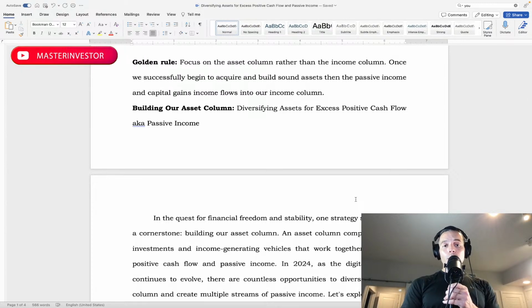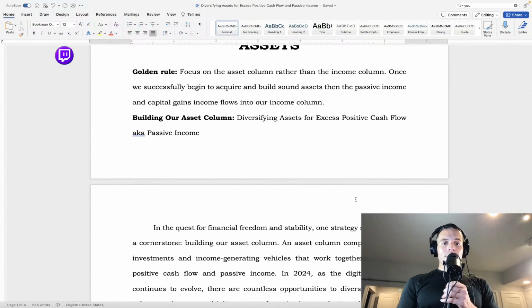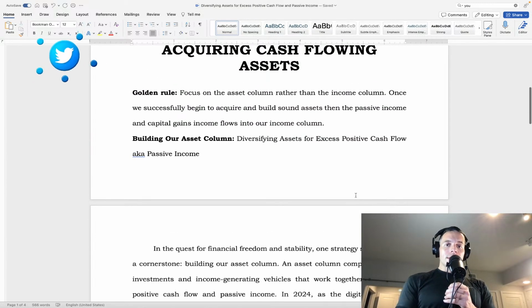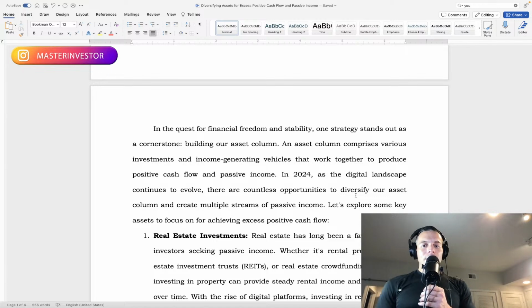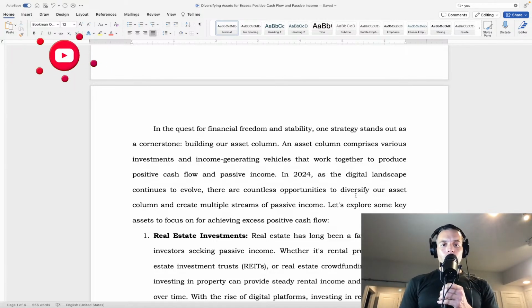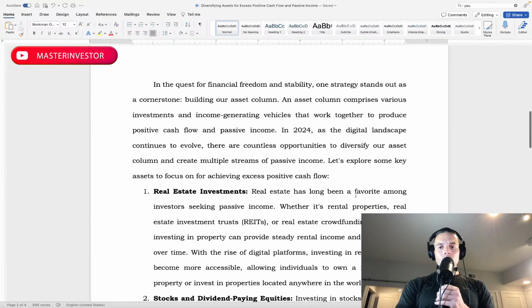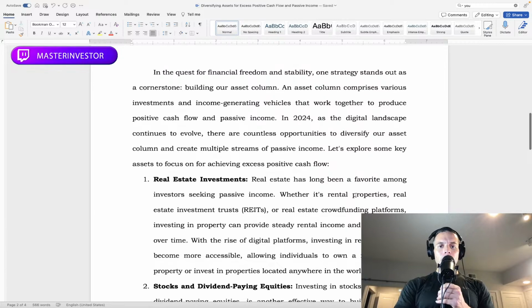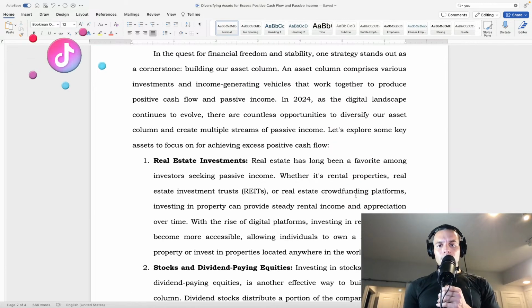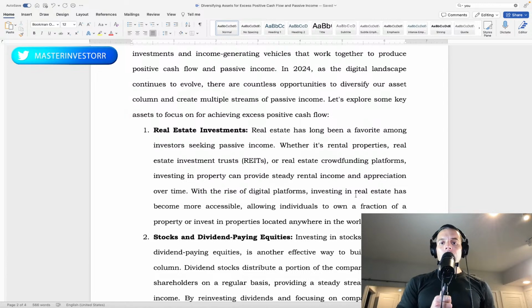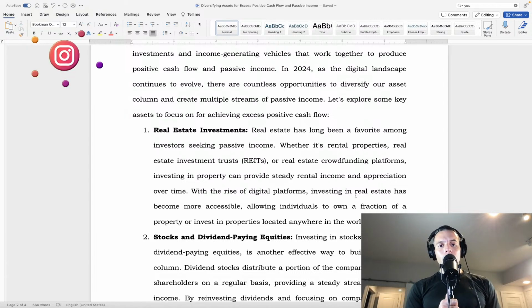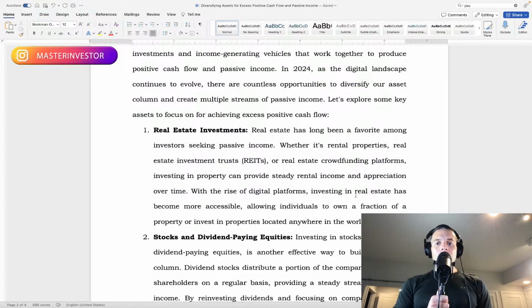And it goes hand in hand with our rule number 1 of the 10 new rules of money, right? Which is focus and work to acquire assets that produce passive income and capital gains income. And those assets have to be on our asset column. So in the quest for financial freedom and stability, one strategy stands out as a cornerstone: building our asset column. An asset column comprises various investments and income generating vehicles that work together to produce positive cash flow, aka passive income. In 2024, as the digital landscape continues to evolve, there are countless opportunities to diversify our asset column and create multiple streams of passive income.